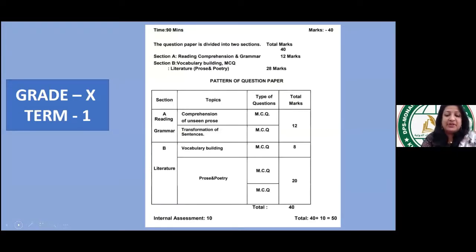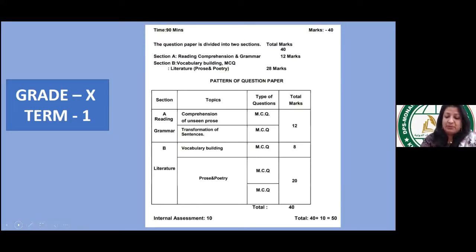The question paper is divided into 2 sections. In section A, we will have comprehension of unseen prose, avadharanam, as well as transformation of sentences: Kartari, karmani, prayogam, vidhi, nishedha, vakyam. Both together will have 12 marks. In section B, we will have vocabulary building: Paryayam, Artha Vyathyasam, Nanartham, Vipareetham, Edirlingam, Pirichevuthu, Vigrahichavuthu. The weightage will be 8 marks.